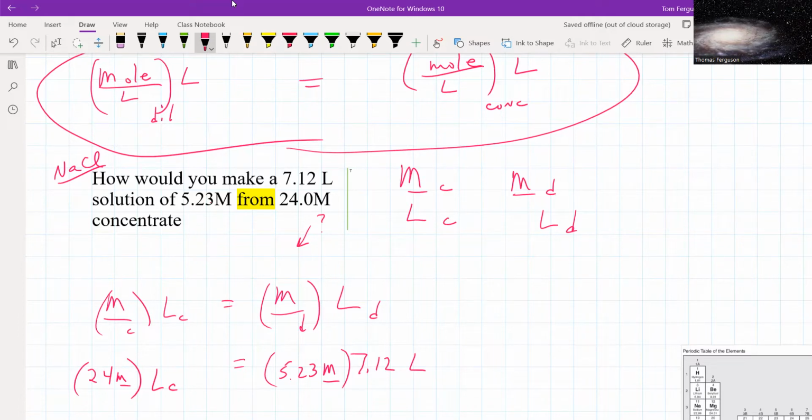Would it be just like we multiply those two numbers on the right side together and then divide them over to the left side? Oh, you just isolate L sub C. Just divide both sides by 24, right? Which is kind of what you said, I just had it in the opposite order. And this is what you did in lab last Thursday, when you started with a 6 molar and you took some out and then you put it in and increased the volume. That's what we did Thursday.